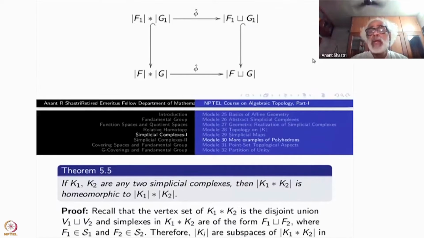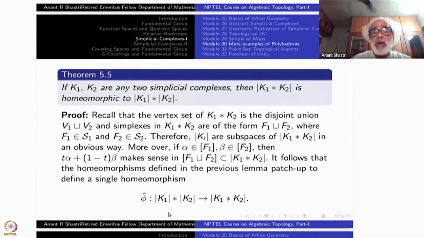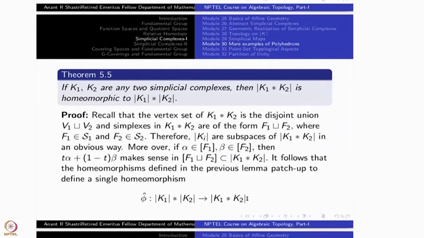Therefore, you can put all these phi hat together, which is defined for each F1 and F2. That will define a single homeomorphism phi hat from mod K1 star K2 to this one, because corresponding images will also be distinct. If F1, F2 and G1, G2 are different, then their interiors will be different. The boundaries will agree with the smaller simplexes. Therefore, this itself is a homeomorphism.